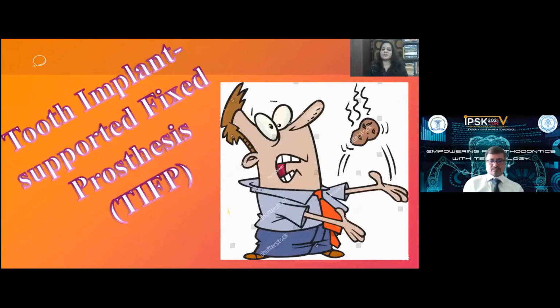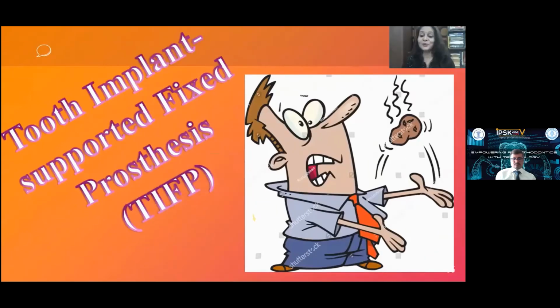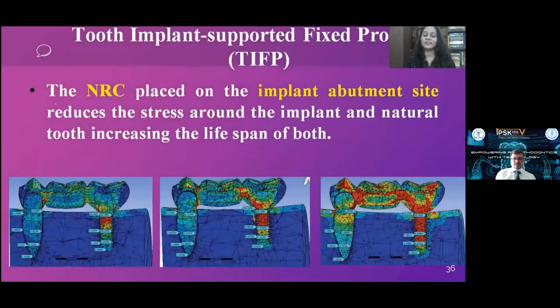Tooth implant supported fixed prosthesis. I know this is a hot potato, that's why I kept it for the end. Let's see what researchers have to say about this.